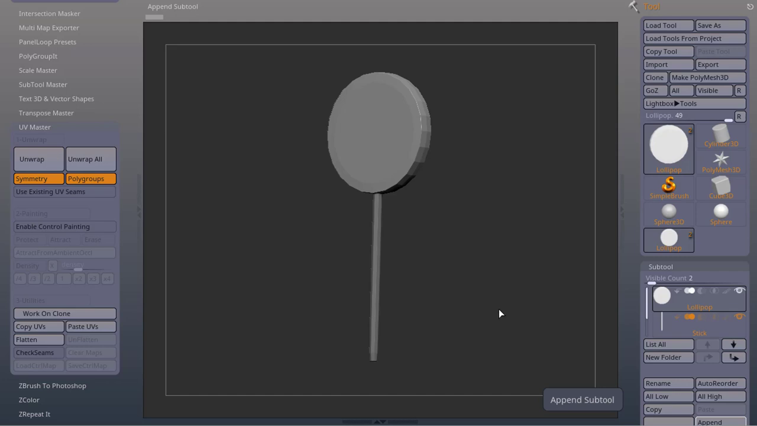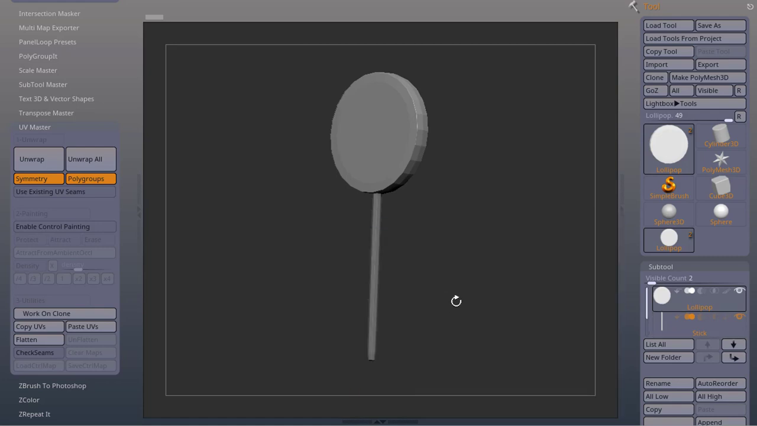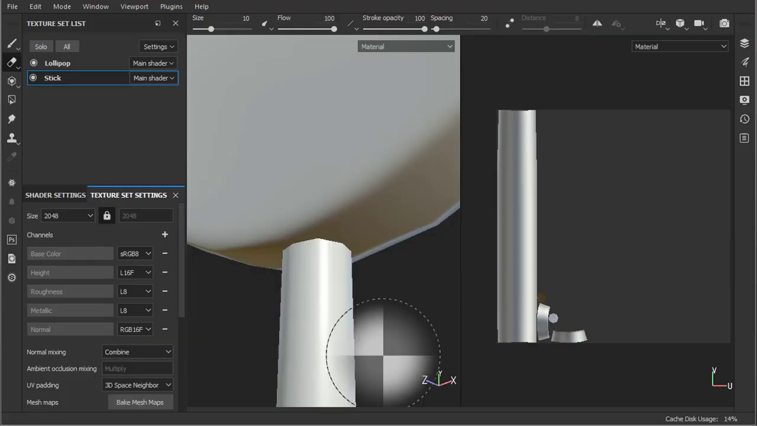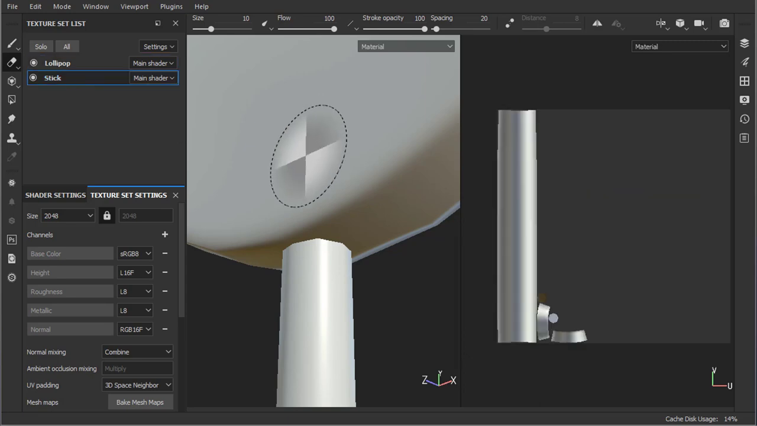Okay, let's talk about bringing these into a game engine and what we need to consider. Right now we have two subtools, and this could be any type of mesh with loads of different subtools. If I jump into Substance Painter, we can clearly see the different texture sets we have. You have these two texture sets, one for the lollipop, one for the stick. Ideally, we'd want to have both texture sets in one texture set.